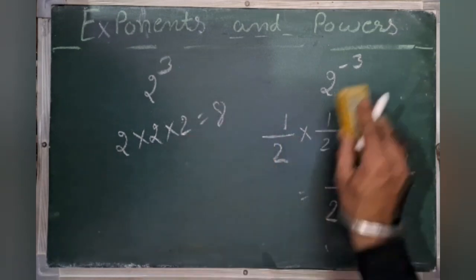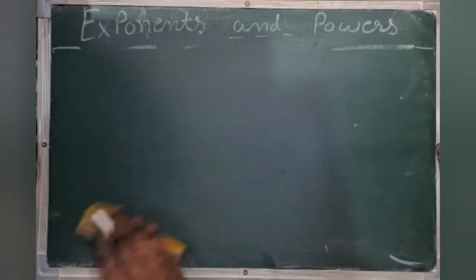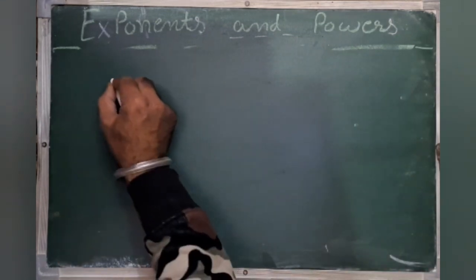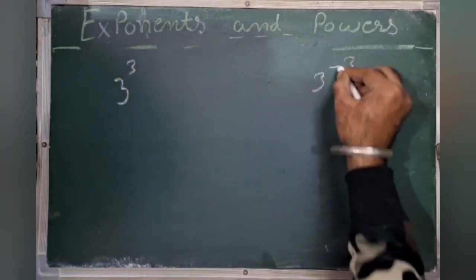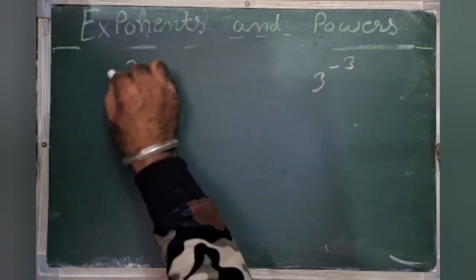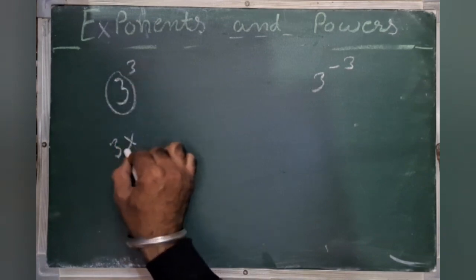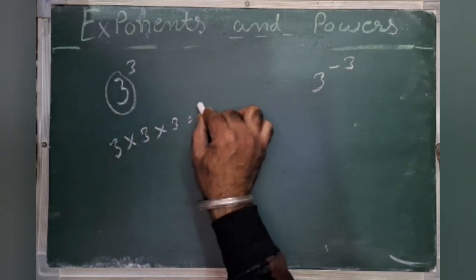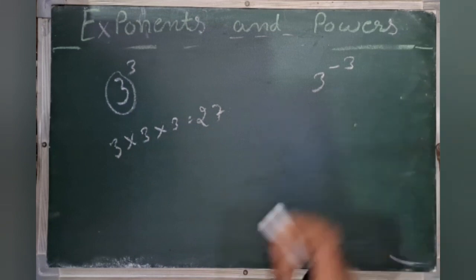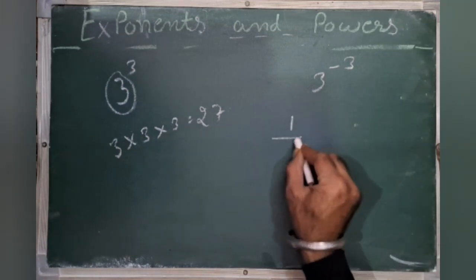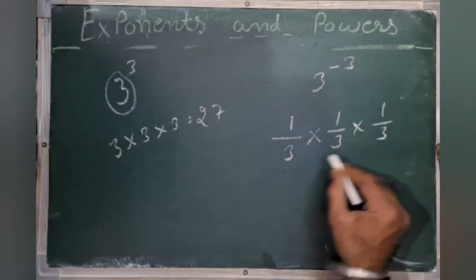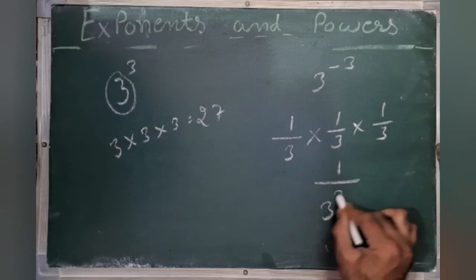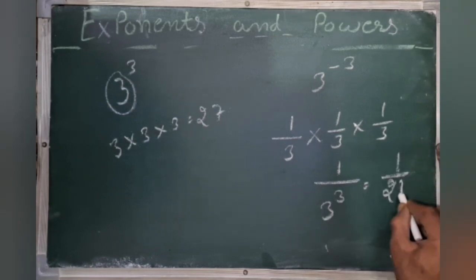One more example. If I write 3 power 3 and I write 3 power -3. So in this, we have to multiply 3 times, that is 27. In this case, the exponent is negative. So what do we have to do? We have to take the reciprocal, and we have to write it how many times? 3 times. That is 1 upon 3 power 3, that is 1 upon 27.